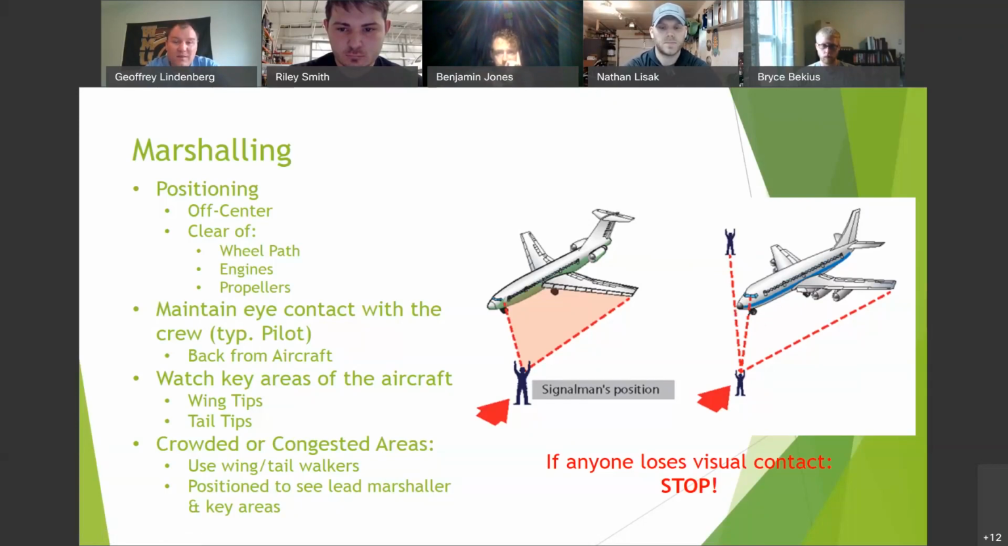If at any time you lose eye contact or the ability to see a wingtip, or any kind of wing walkers or people helping you, you need to give the person taxiing the aircraft, or a tug driver if you're towing an aircraft, because this can be used for towing as well, the signal to stop and get everybody back in position. It's better to stop, reposition, and wait than to accidentally run into something.